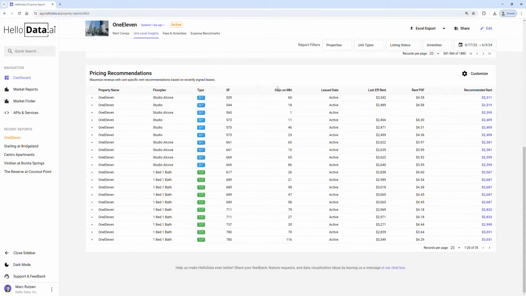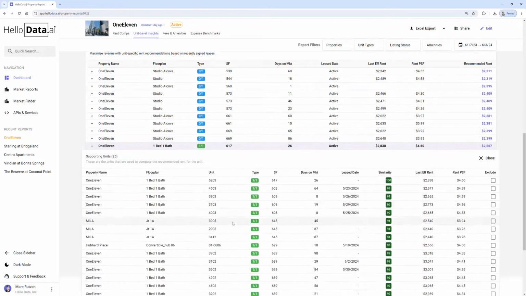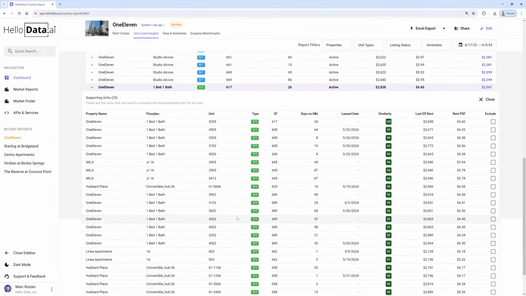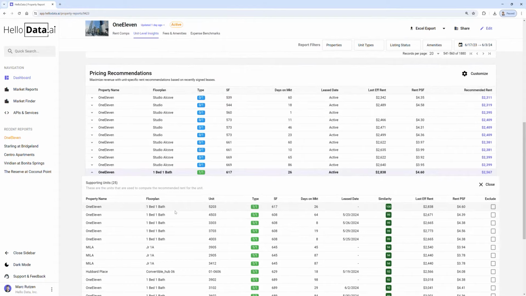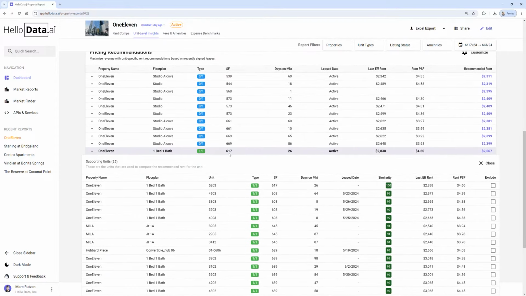Scrolling down from there is the reason that we go to this level of granularity. For the pricing recommendations here, for every active listing in the subject property, we actually provide a price recommendation based on what has recently leased in the market or what is currently actively listed and competes very closely with your specific unit. So in this case, 111, I'm looking at a 1-bed, 1-bath. This is a 617 square foot unit, been on the market 26 days.